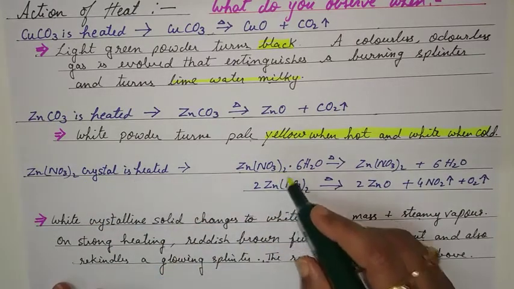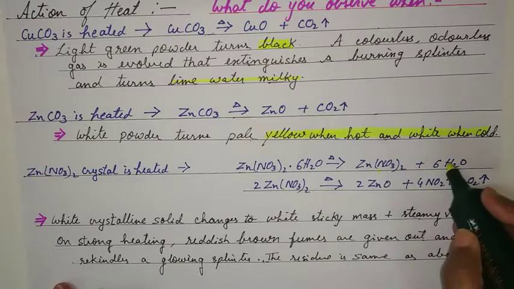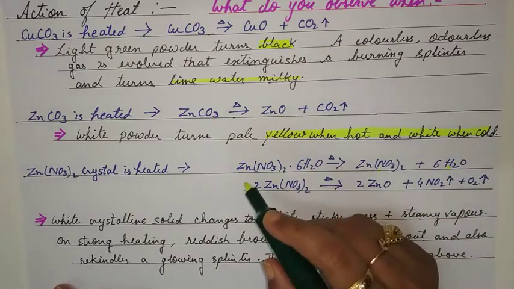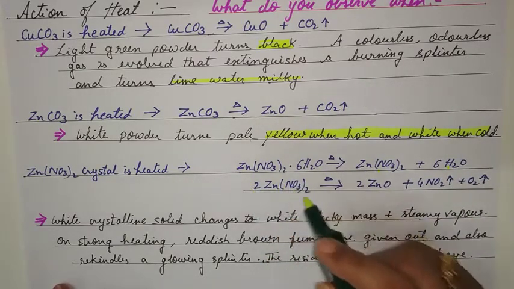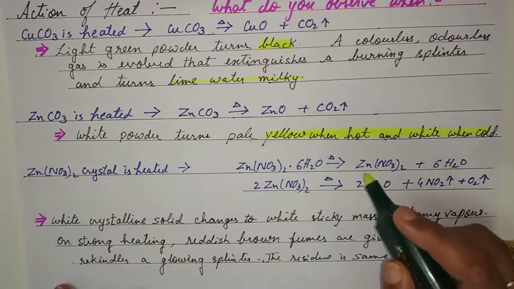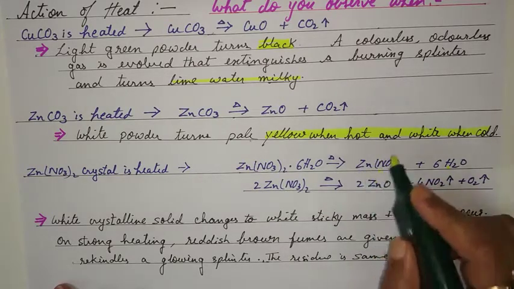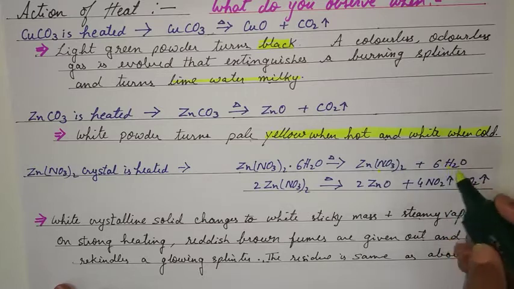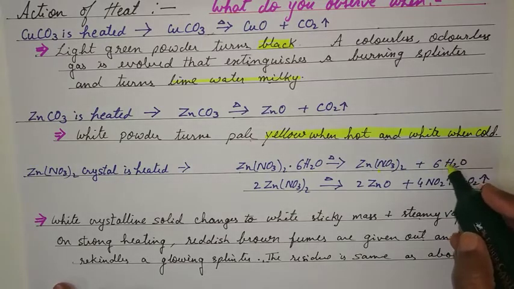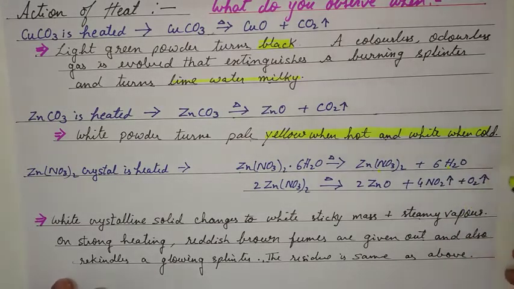So on heating, you get zinc nitrate and water, which we did in the previous video, that a colorless, odorless vapor comes out, which cools on the cooler part of the test tube and will turn the anhydrous copper sulfate white to blue.